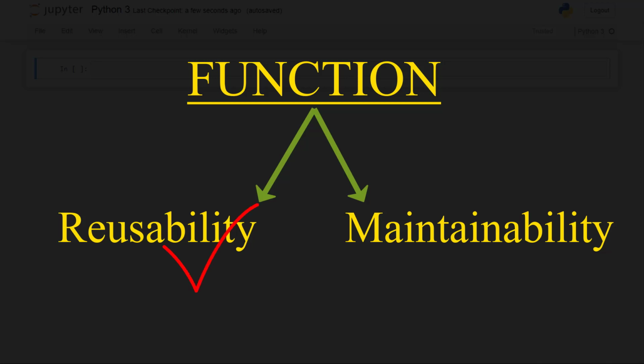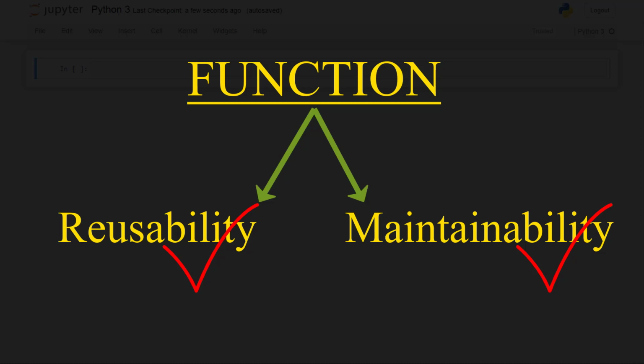This is called improved reusability of the code. You have reused that block of code again and again in your program without writing it again and again. Now, since you have removed redundant code, your code becomes short and concise. So your code is now more maintainable. So that's how a function improves the reusability and maintainability of code.